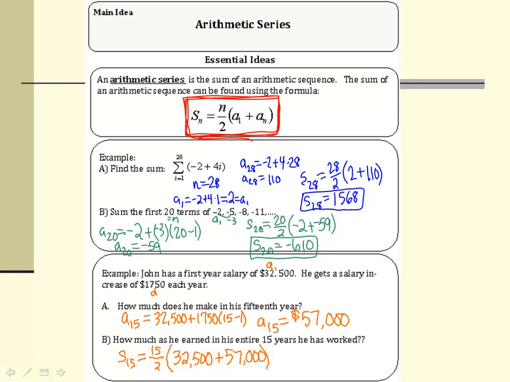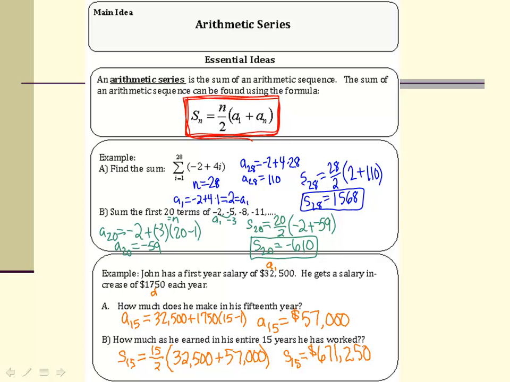So if you simplify that, put it into your calculator again, make sure you can use your calculator correctly. If you can't use your calculator, you're going to struggle on these. So S sub 15 is $671,250. So that's the total that he made in the first 15 years of his career.